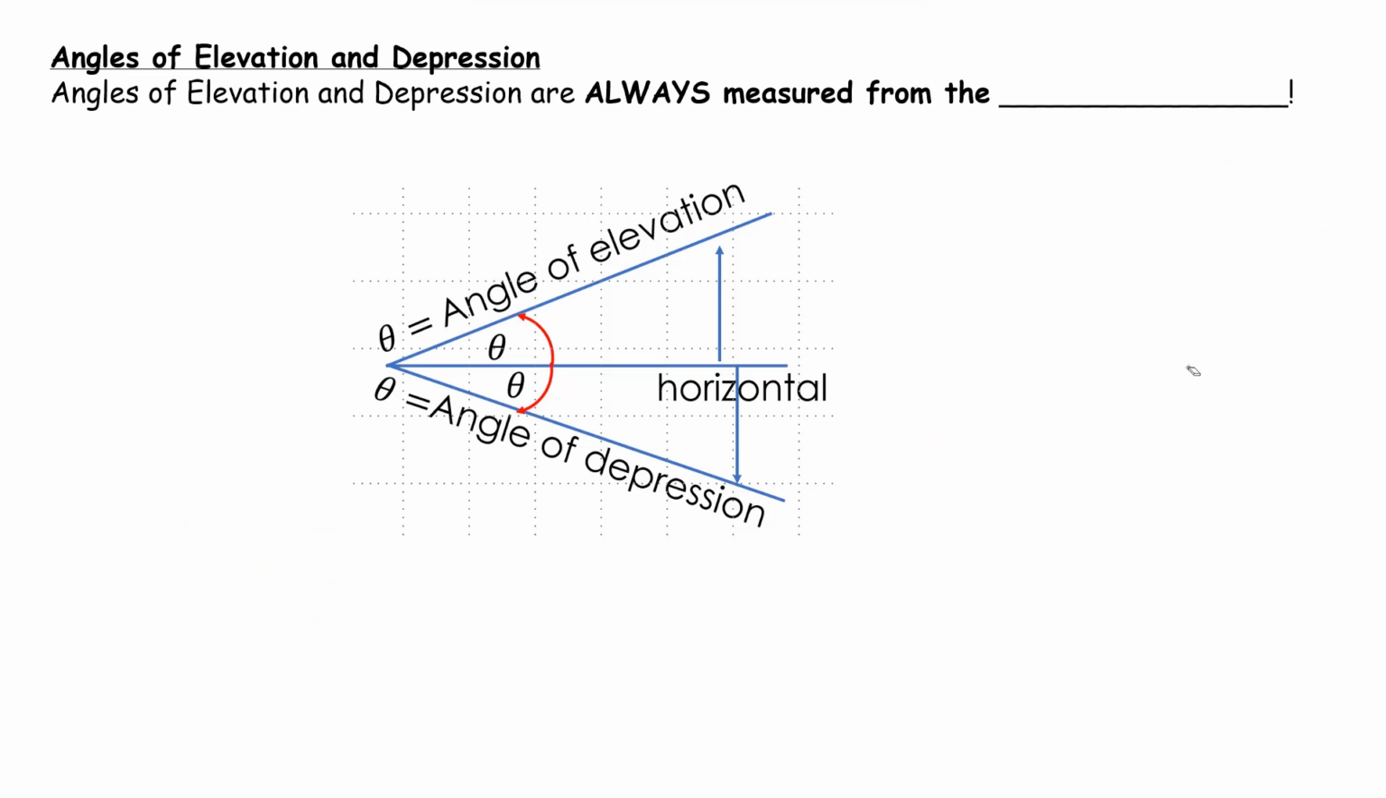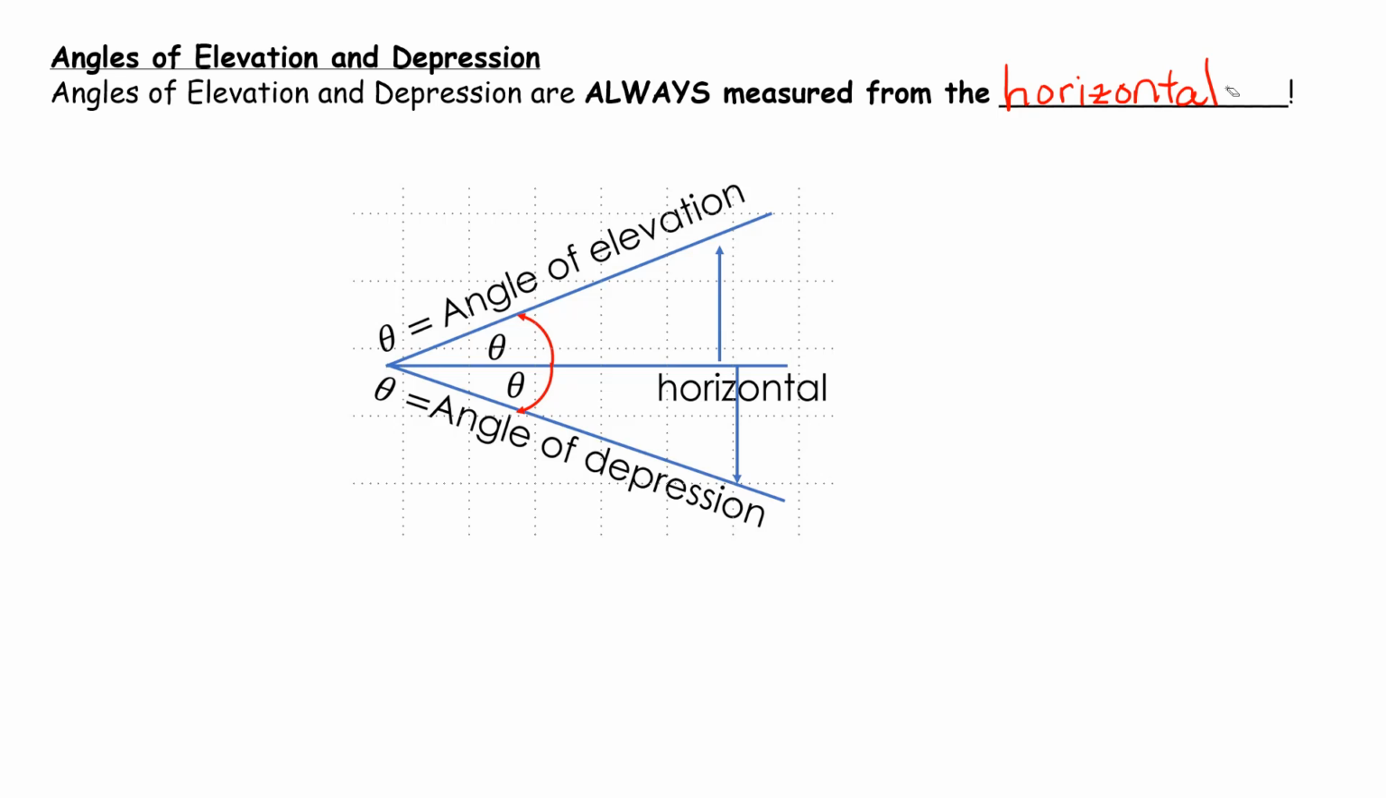degrees. Okay, now we're going to talk about angles of elevation and depression. Angles of elevation and depression are always measured from the horizontal. You're going to be doing some problems where you're going to be finding the distance between some airplanes and the ground, or from a boat to a lighthouse, or something like that, where you're looking down or you're looking up at an angle and you're trying to figure out distances.